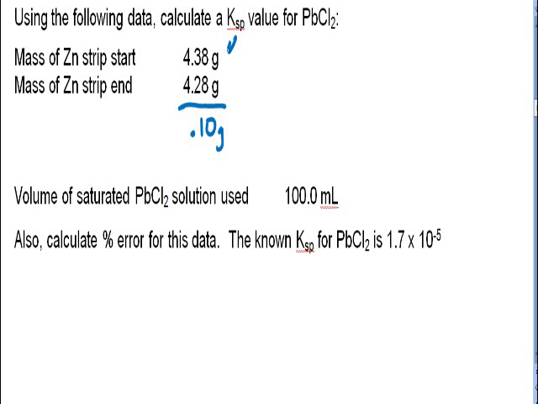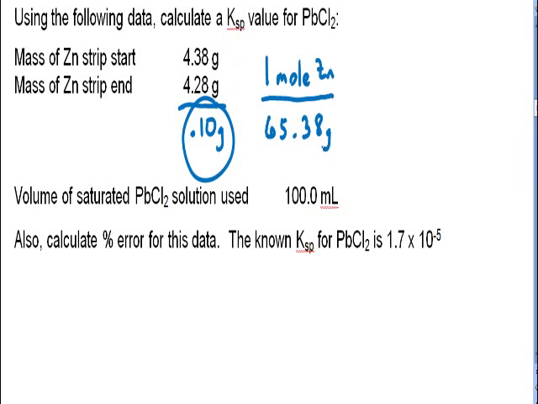From our data, the before mass is 4.38 grams. After the completion of the reaction, it's 4.28 grams. The mass of zinc that reacted overnight would be 0.10 grams of zinc. We want to now switch this to moles of zinc. From the periodic table, we know that 1 mole of zinc is 65.38 grams.